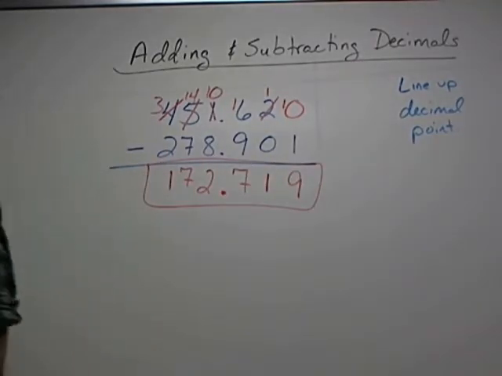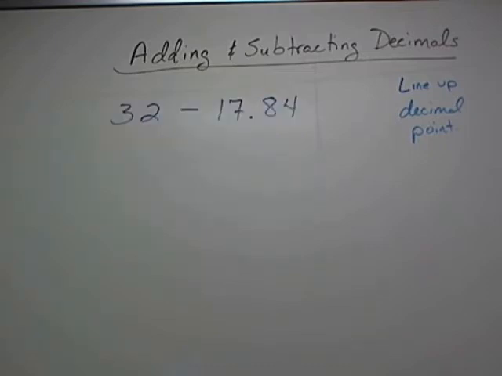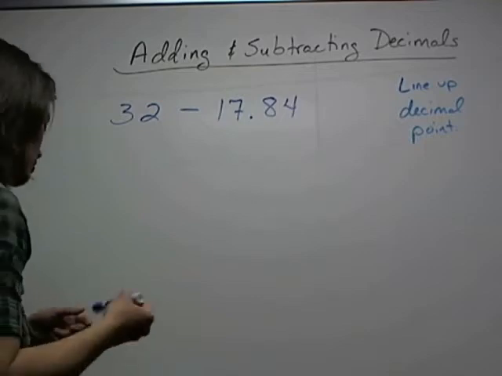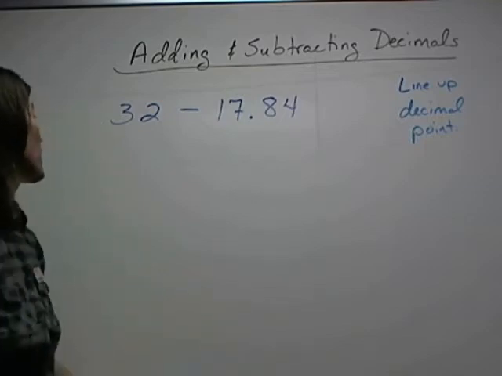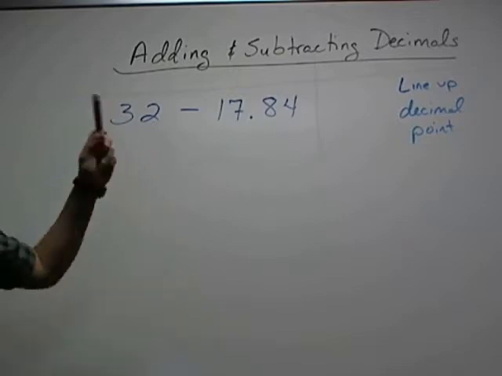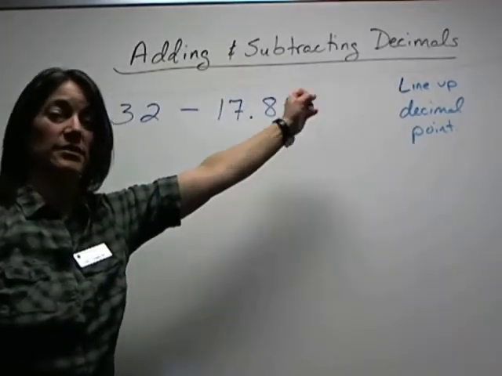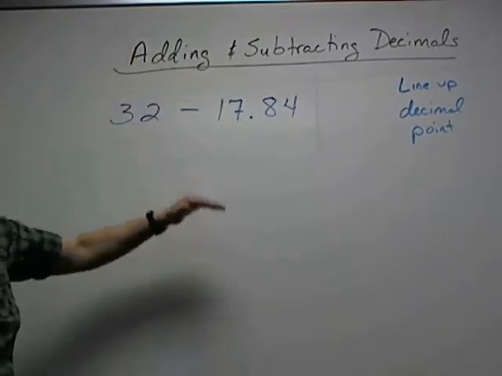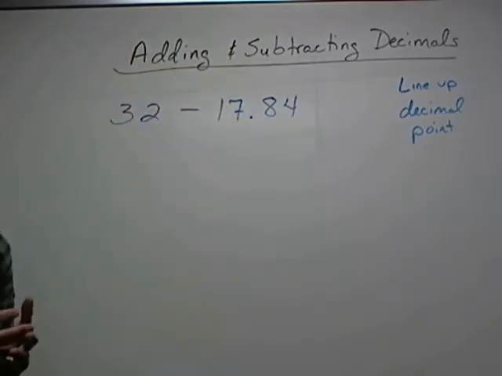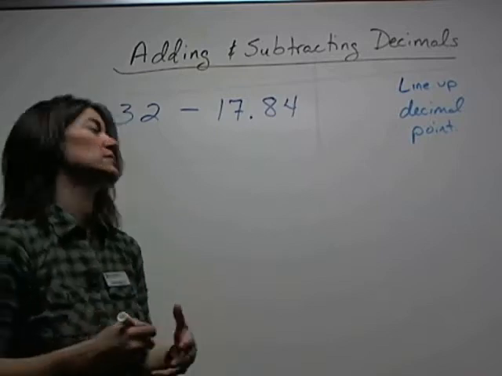Let's try one more. Here's another example that might mess with us if we're not paying attention to our fine details. In this problem we have 32 and we're taking away 17.84. It's very hard to do mathematics horizontally when you're adding and subtracting. I always like to set them up vertically so I make sure that I'm lining up my correct units.